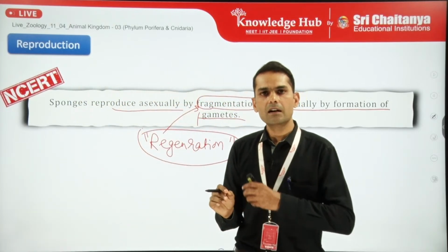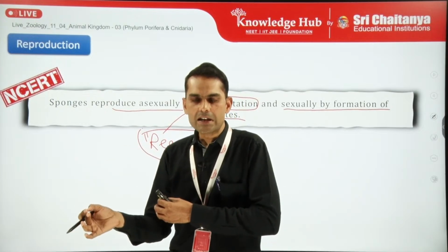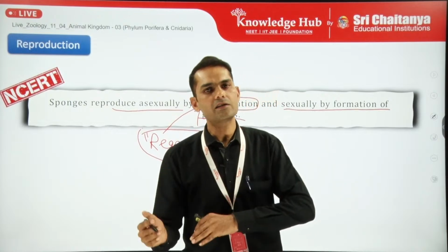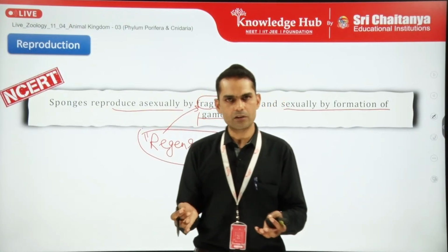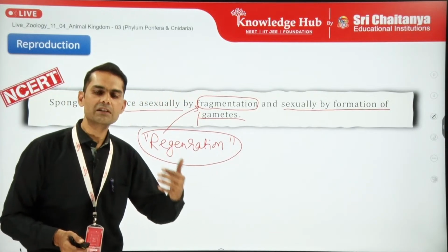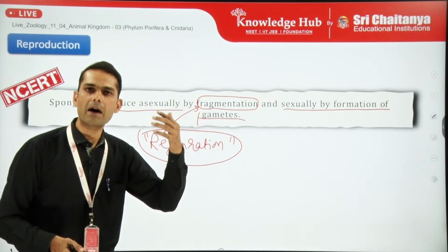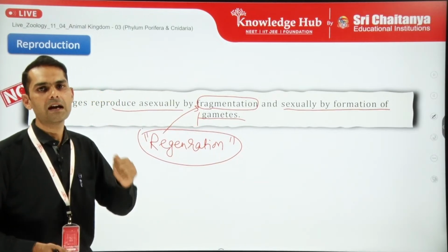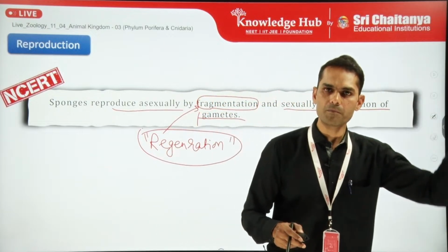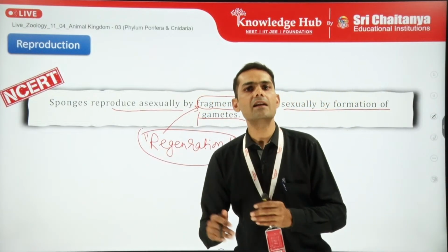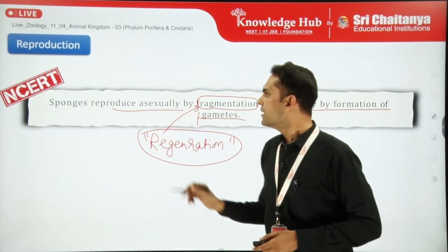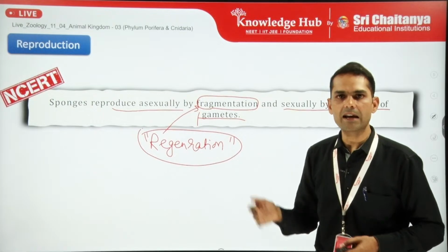In common usage, fragmentation and regeneration are often used as interchangeable terms, but there is a minor difference. When we say that an organism is reproducing asexually by fragmentation, it is to be understood that the organism has very high regeneration power. Then and only then can it form the rest of the body from a fragment. Okay, so they can reproduce both asexually and sexually.